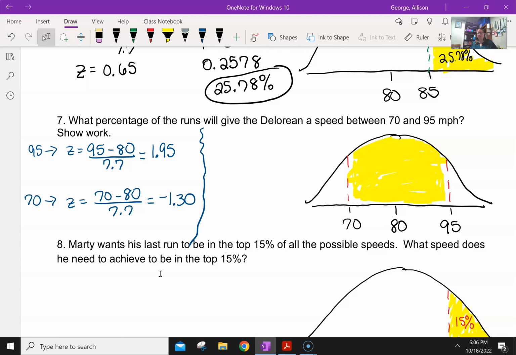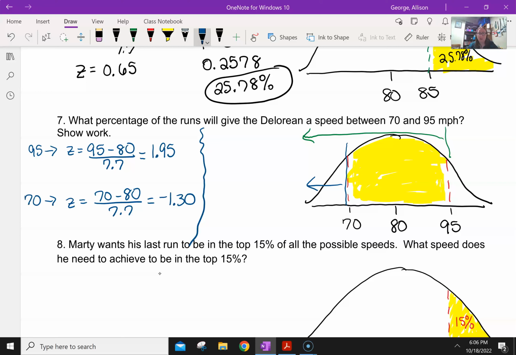Our table only tells us, like we've said, stuff to the left. So what we could do with our table is figure out this value from 95 all the way over, and then find this value from 70 all the way over. If we just need that highlighted part, we could subtract those two values, and that would give us just the shaded part. So that's what we're going to do.